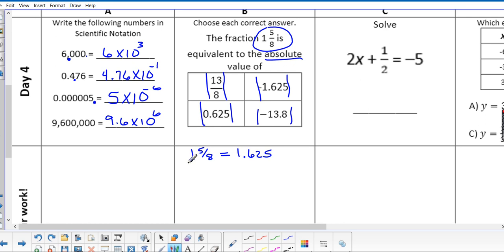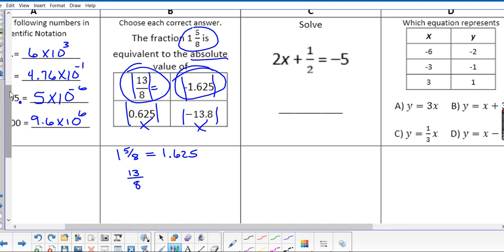8 times 1 is 8, plus 5 more would be 13 over 8. Okay, so the absolute value of 13 over 8 is just 13 over 8, which is the same as 1 5/8. So this is good to go. Negative 1.625 absolute value would be 1.625, so that means those are equivalent. This one doesn't match anything, and I think that one's trying to confuse you with the same numbers that are in our fraction.